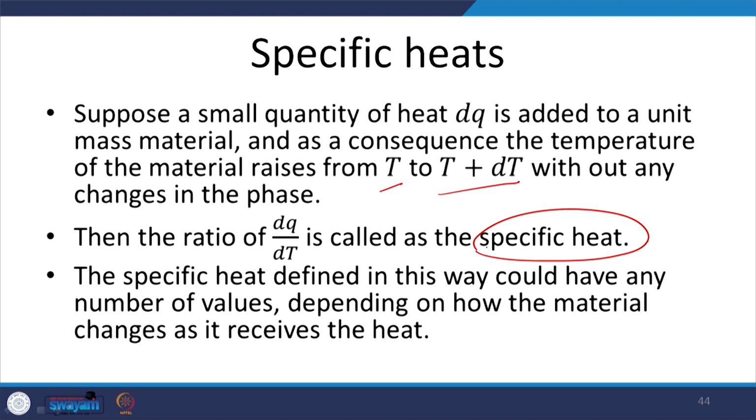If you define the specific heat in this way, it can have many values. What do I mean by many values? Of course, you have avoided the possibility of any phase transitions, so if you are talking about vapor, it will stay in the same phase. But if you define your specific heat to be just the ratio of heat to the temperature change, it can have any number of values, depending on how the material behaves as it receives the heat, right.